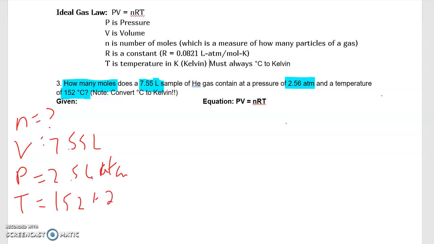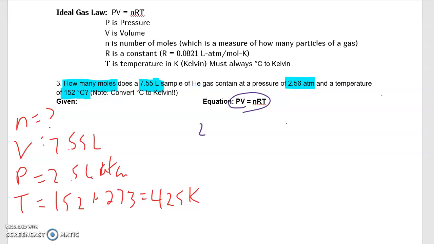And I'm going to go ahead and change that. Not make it 273, convert it by adding 273, and I'm going to now have a temperature of 425 K. Now I'm going to plug those numbers into this equation over here.